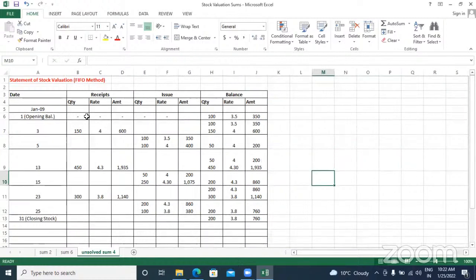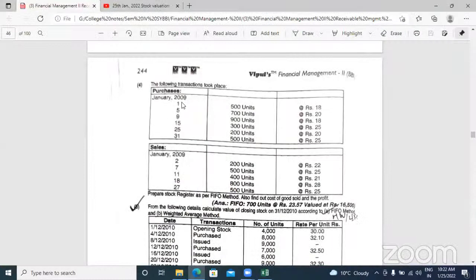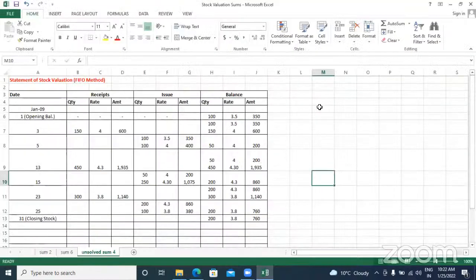Okay. So what is the opening balance? First date is always, remember. Okay, they have not given any opening balance. Directly on first date, they have started purchasing. So 500 units at the rate 18 rupees. Can you see purchases on first date, students? Yes, ma'am. So what will you do?